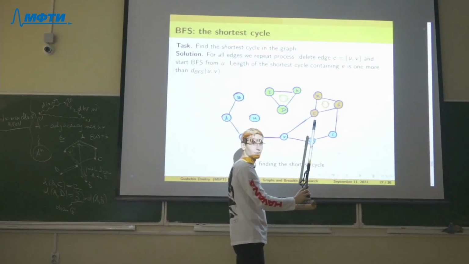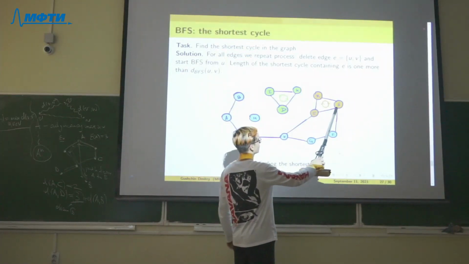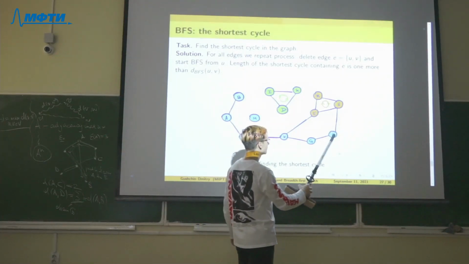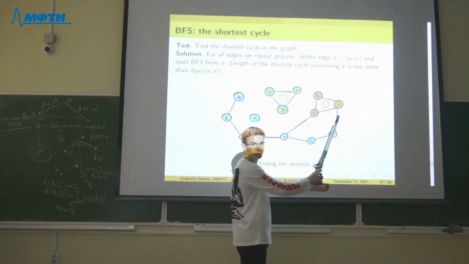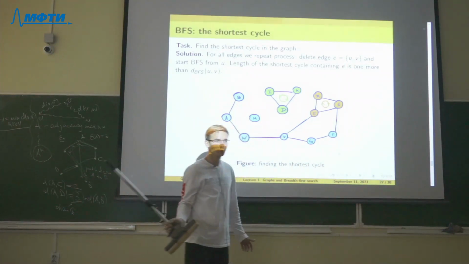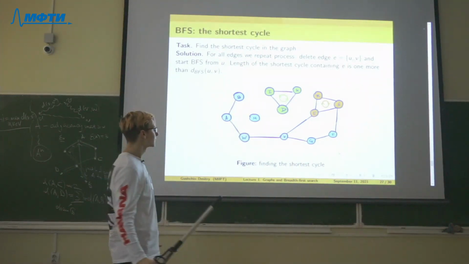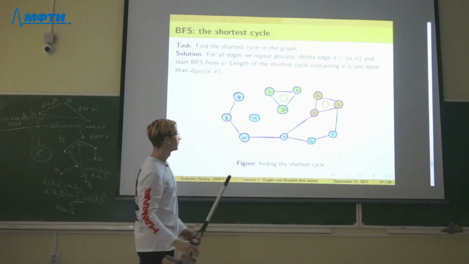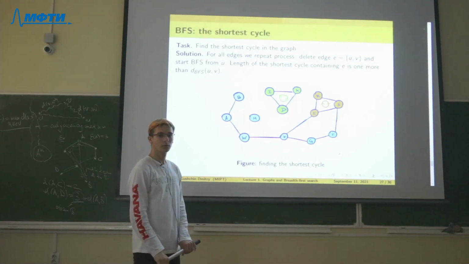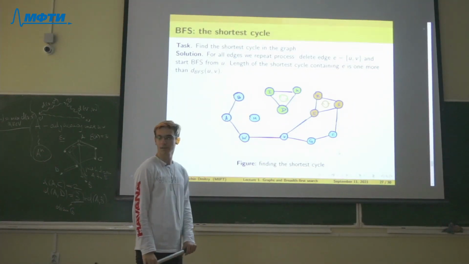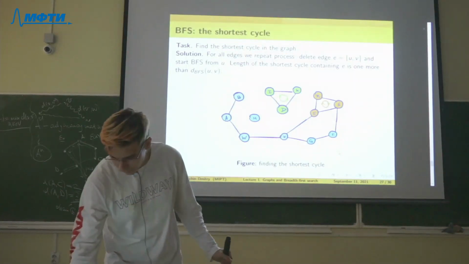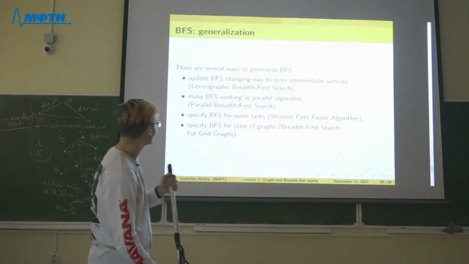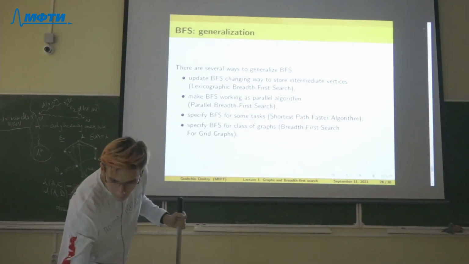Okay? So for all edges, we remove it and see what's the distance between the endpoints of this edge by breadth first search, okay? And then we compare these numbers for all edges and find the smallest, okay? Understandable? Yeah. Nice. Okay, and about generalization, it's of course clickable.